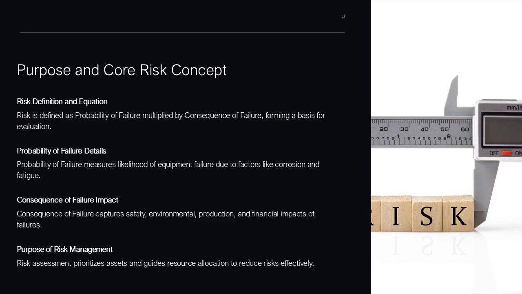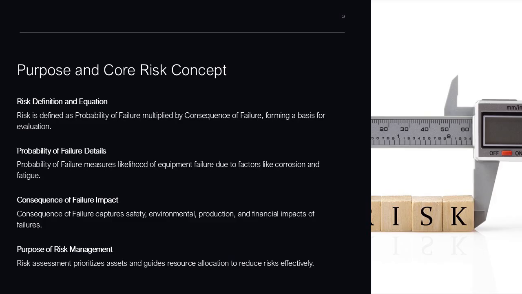Probability of failure represents the likelihood that a piece of equipment or system will fail due to credible damage mechanisms such as corrosion, fatigue, cracking, or operational upsets. Consequence of failure, on the other hand, captures the potential outcomes if that failure occurs, including impacts to safety, health, environment, production, and financial performance.